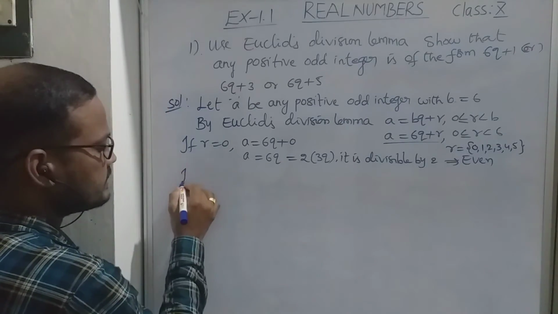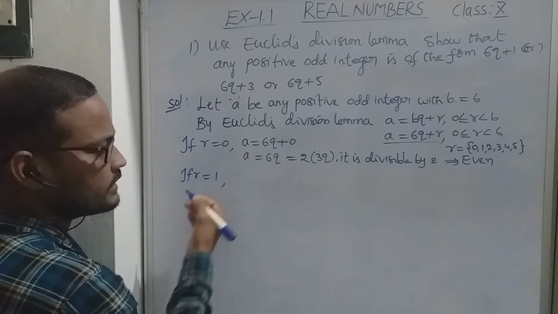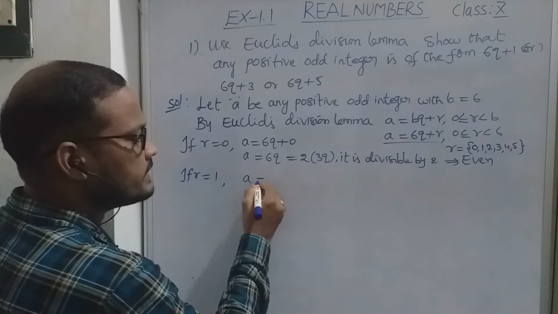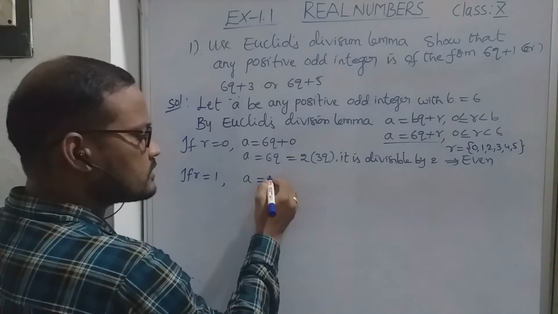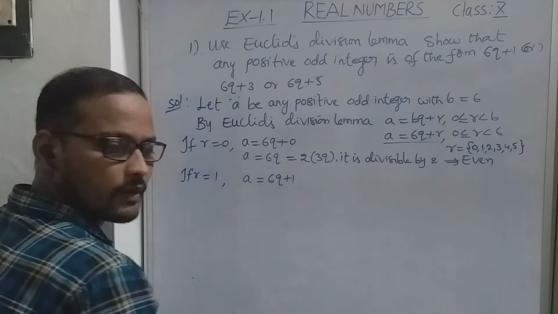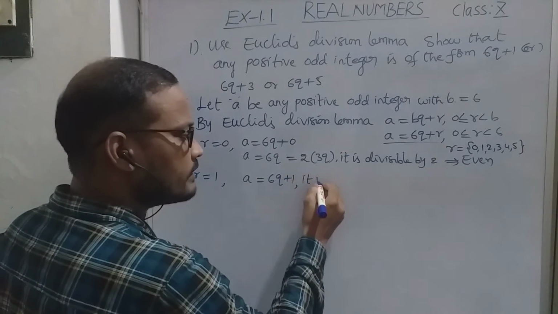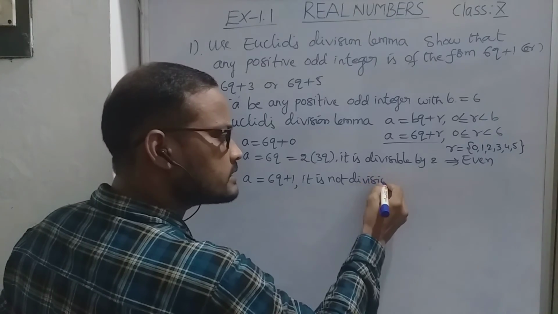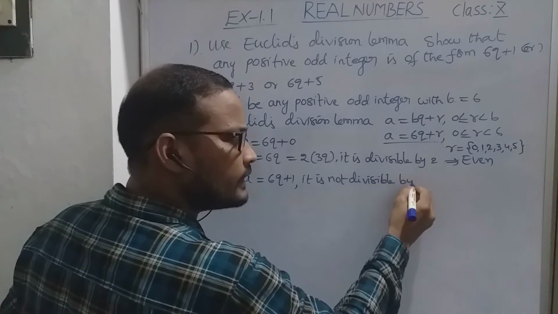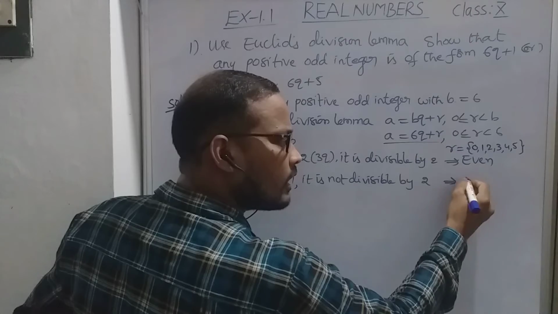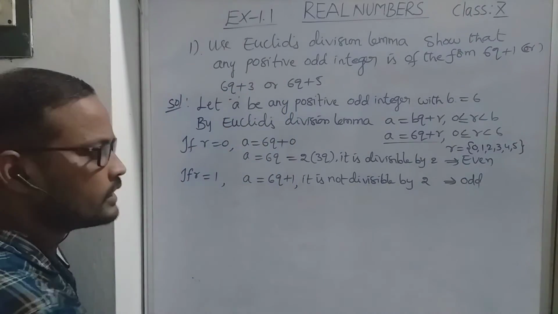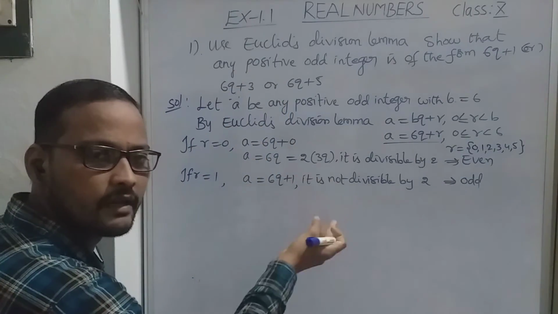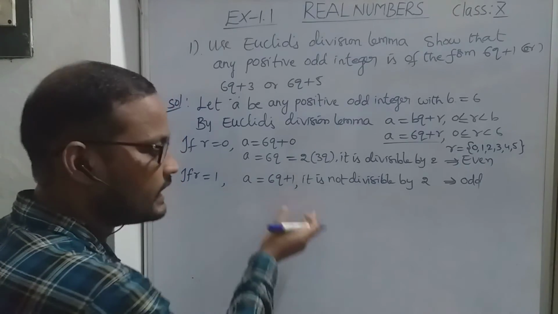Next, take the r value as 1. Now a is equal to 6q plus 1. 6q plus 1 is not divisible by 2. So it is an odd number. It is not divisible by 2. Here q is some integer. Whatever integer you take in place of q, it is not divisible.